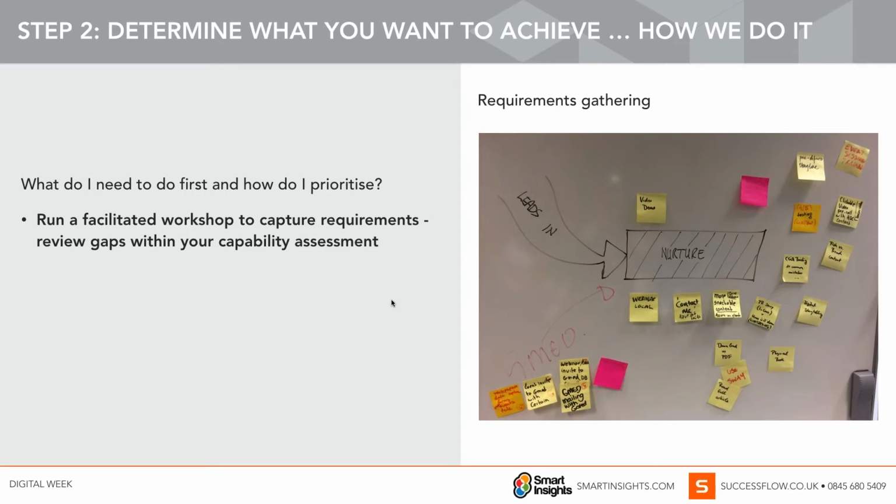So what do I need to do first, and how do I prioritize? Well, if you don't look at all the things that need to get done, you won't know what you need to do first. So if you leap into LinkedIn, we're going to go on LinkedIn and do some content promotion, then that may work out, but it may not be the first thing you should do. We need to look at everything.